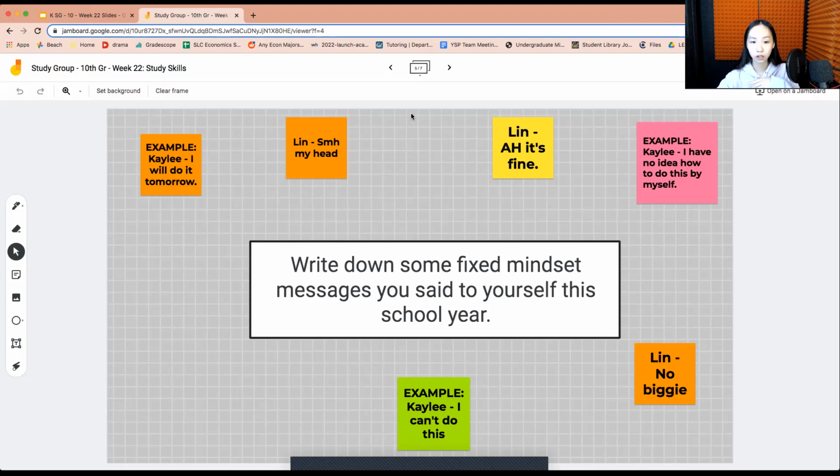And then Lynn here said, no biggie. So he's basically saying, oh, it's not a big problem. Like, it's just one test I didn't do well on, or one assignment I didn't turn in, right? So making excuses for yourself, and the same thing here, it's fine. And SMH, shaking my head. He's basically showing disapproval of all the assignments and tests that the teachers have given you. You just go, no, I don't want to do it, or something like that. So these are some fixed mindset messages he said and I said.